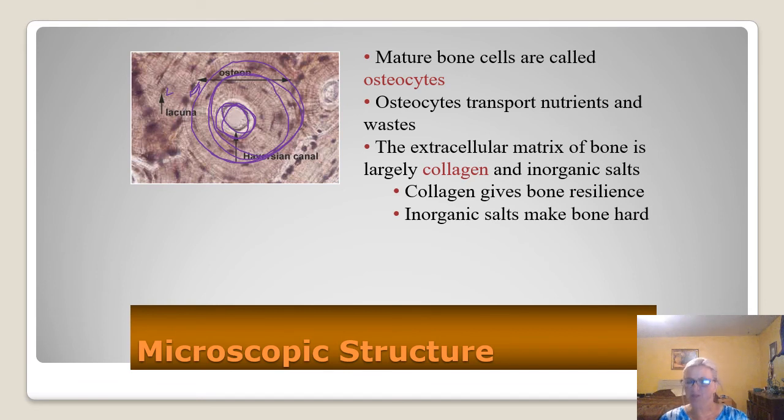Osteocytes transport nutrients and waste. The extracellular matrix of bone is mostly made up of collagen and those inorganic salts like calcium. There's other ones as well. Collagen helps make bones resilient. That's what helps keep them from being brittle. Inorganic salts is what makes them hard. And so you want to have the right balance of that. And when you don't, you have things like brittle bone disease, or you can have bones that are actually too soft. There's lots of disease processes involved in those.